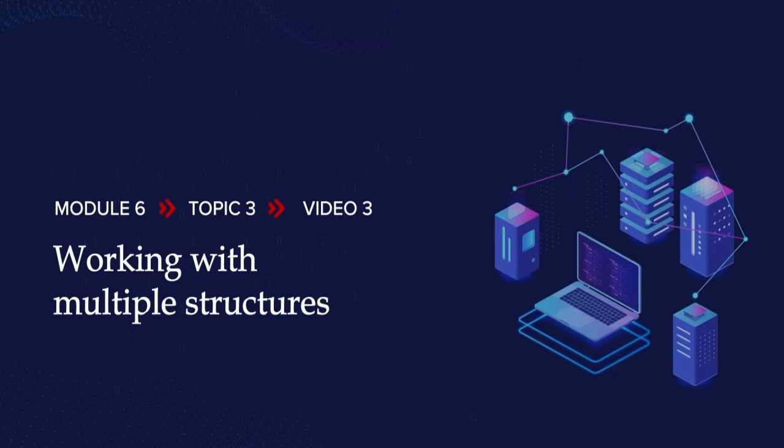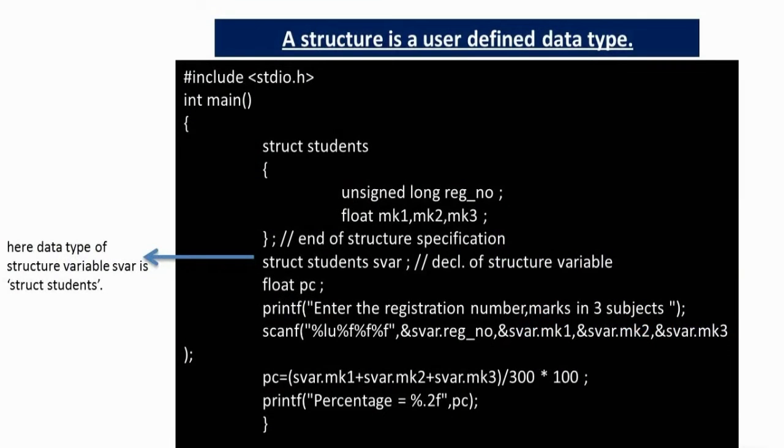In this lecture, we are going to learn some more facts about structures. A structure is a user-defined data type. There are two types of data types. One is primary data types, which are inbuilt data types like int, unsigned int, long int, unsigned long int, float, double, char, etc. And the other kind of data types are user-defined data types. User-defined data types are designed by the programmer himself.